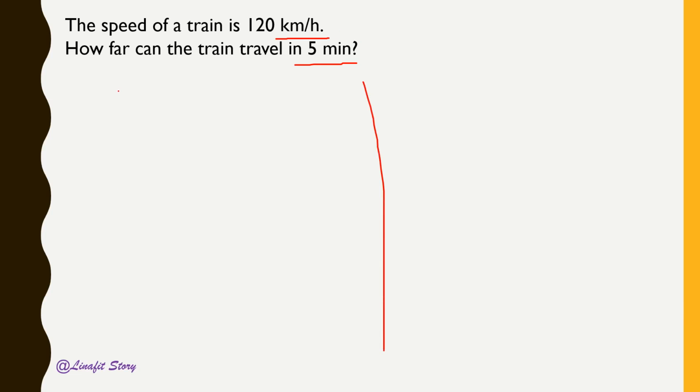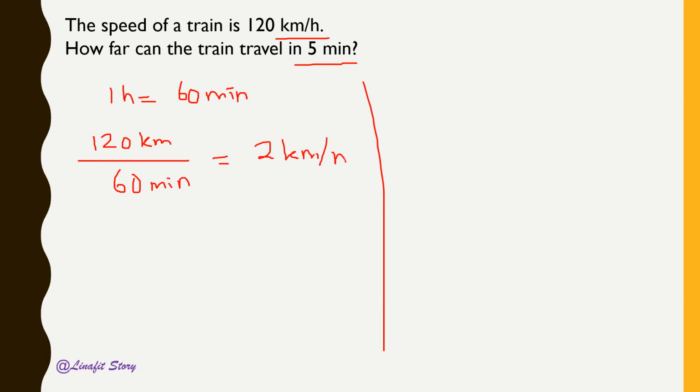Okay, so the first one. 1 hour equals 60 minutes. So we will convert km per hour into km per minute. So it will be 120 km out of 60 minutes, which equals 2 km per minute. 1 minute equals 2 km. How far can the train travel in 5 minutes? So 5 minutes will be 5 times 2 equals 10 km.